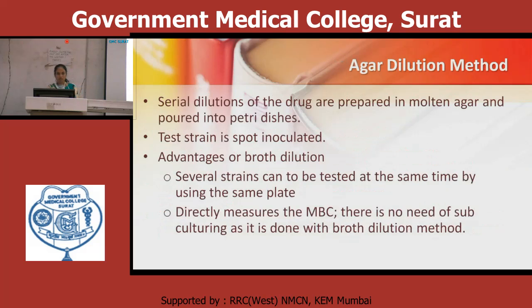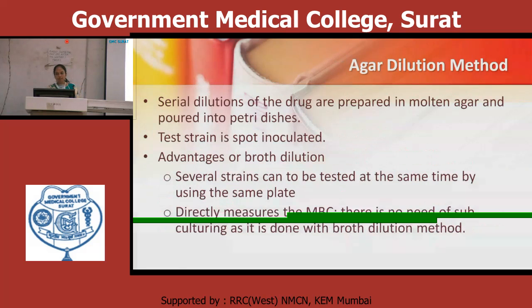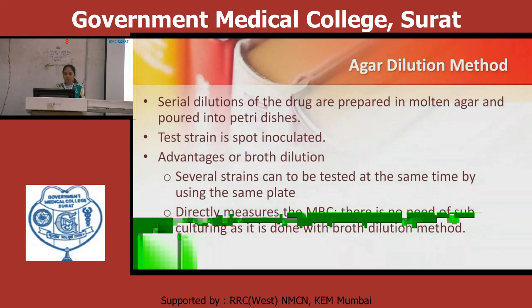Serial dilutions of the drugs are prepared in molten agar and poured into the petri dish in the agar dilution method. Test strain is spot inoculated. Advantage of agar dilution: several strains can be tested at the same time by using the same plate. It directly measures the MBC. There is no need for subculturing as is done with the broth dilution method.